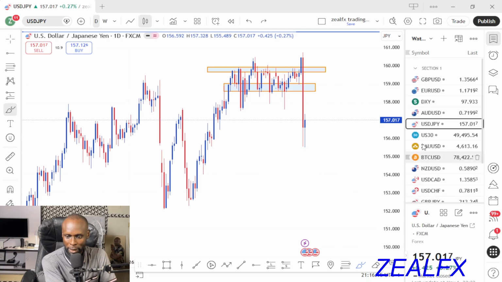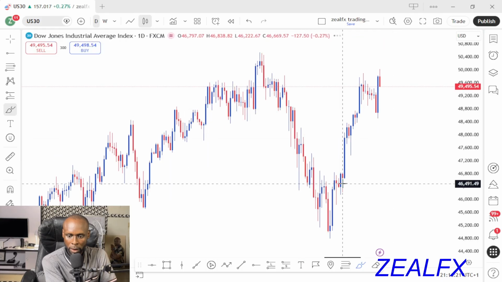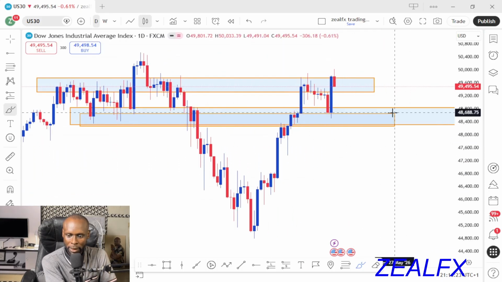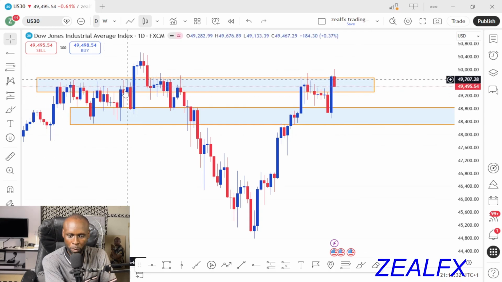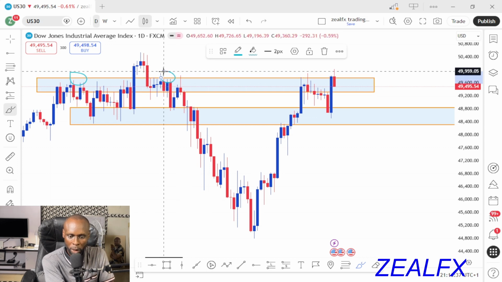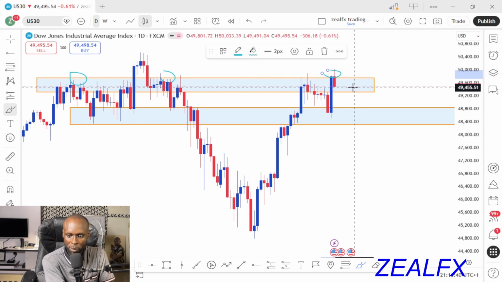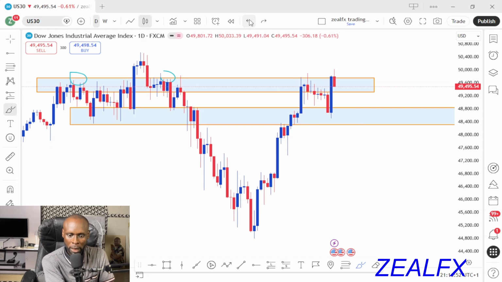So let's look at our next pair, which is the US30. The US30 on my daily chart is still rejected from a daily resistance level. You can see price still fails to close above this particular daily resistance level. So as long as price fails to close above this resistance level, we expect price to drop back to this next support level for us to look out for more buys, or a break of this support might trigger more selling opportunities for the US30 to the downside. So we still expect price to drop this week on the US30.